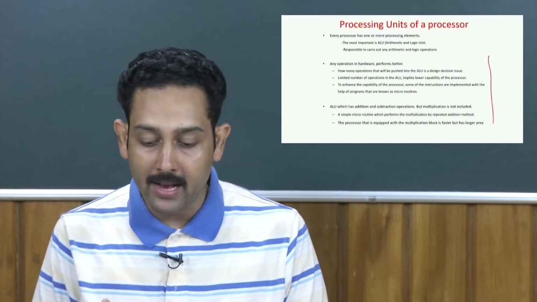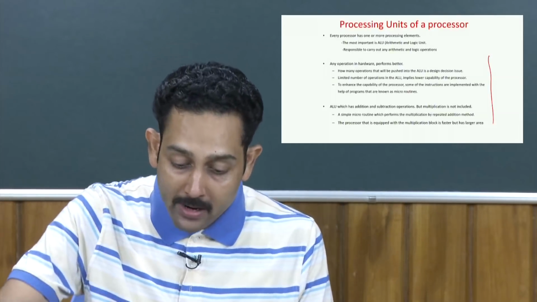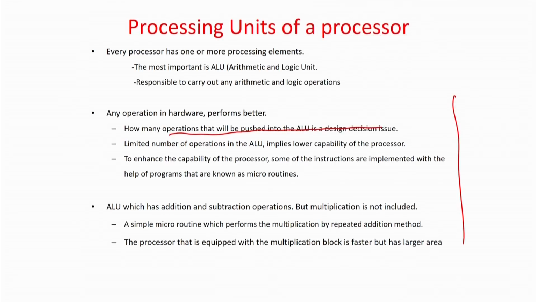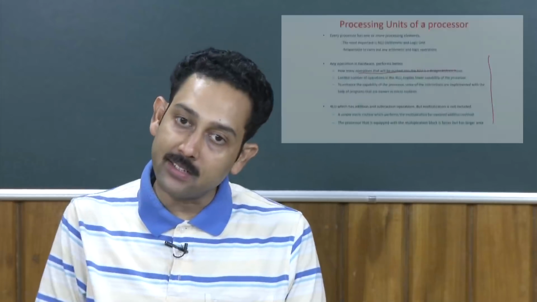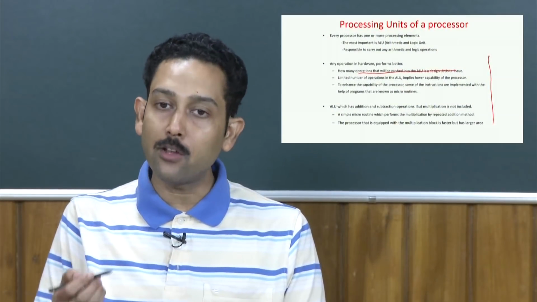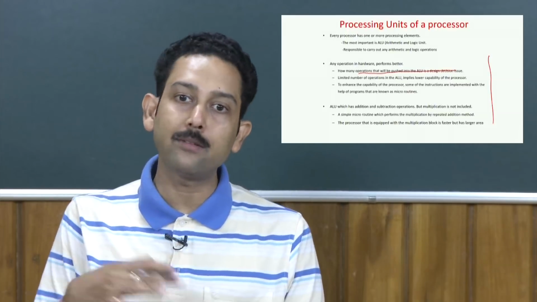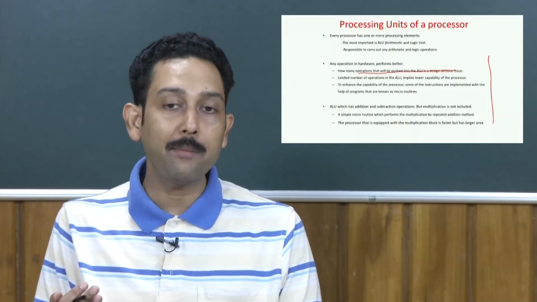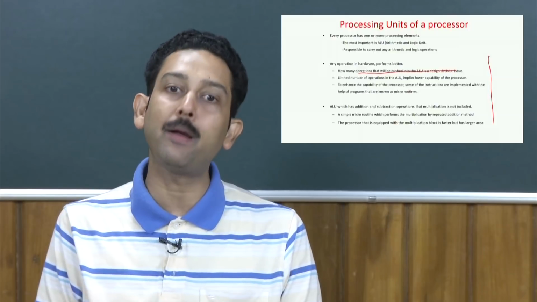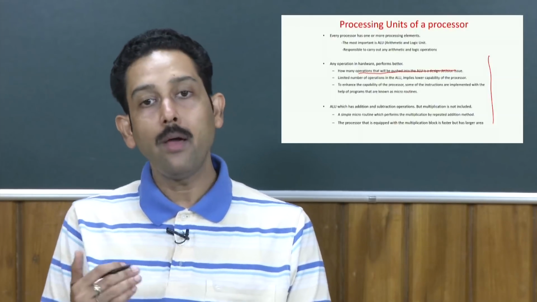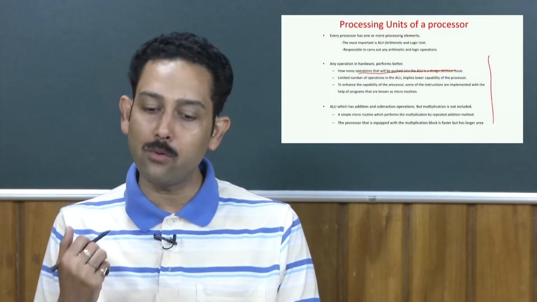So, here we have to make a decision about how many operations will be pushed into the ALU. Whether your ALU will do only add and subtract, or it can also do add, subtract, multiply and divide. Because you know multiplication can be implemented by multiple additions. Similarly, divisions can also be implemented by a combination of addition and subtraction, and even subtraction can be implemented in 2's complement arithmetic by only addition. So, now it depends on how much hardware you give to the processor.